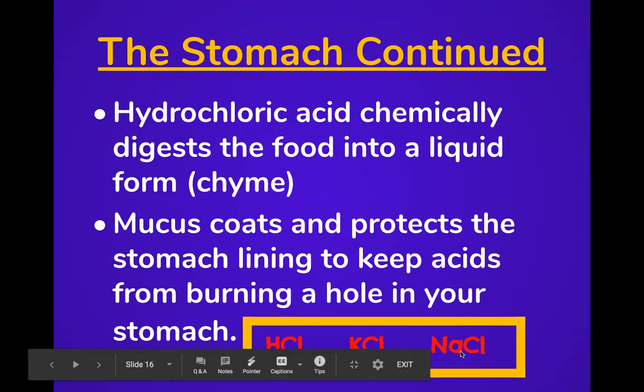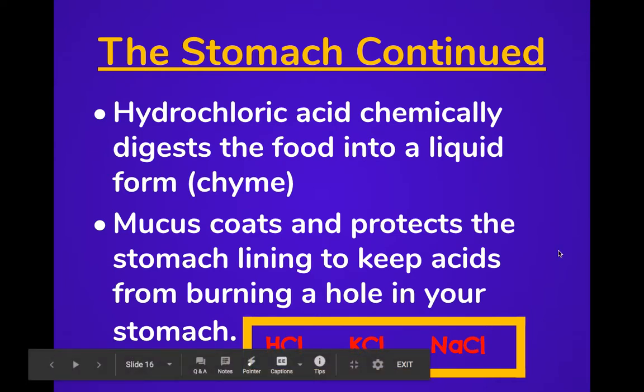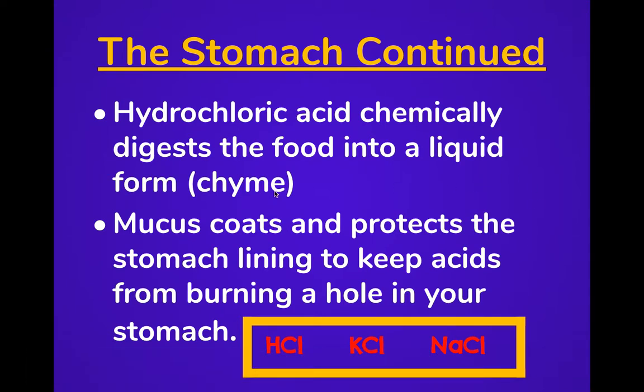Down here you have Na and Cl. Na is sodium, Cl is chlorine, but together that's sodium chloride. So all 3 of these compounds are what make up those gastric juices that are found in your stomach. So hydrochloric acid, which is this right here, chemically digests the food that gets put into your stomach into a liquid form that we call chyme.